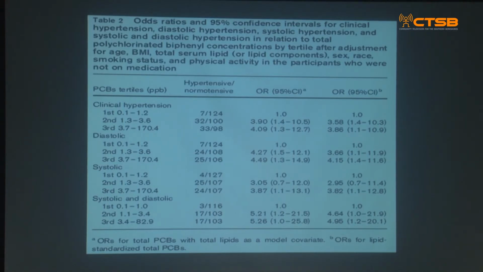Now, what was surprising to us initially is if you look at the lowest to the middle group, it's almost as bad, which suggests that the amount of PCBs you have to have for your blood pressure to go up is very low. And this probably is why nobody had ever seen this before.